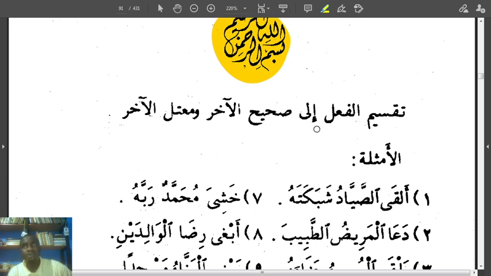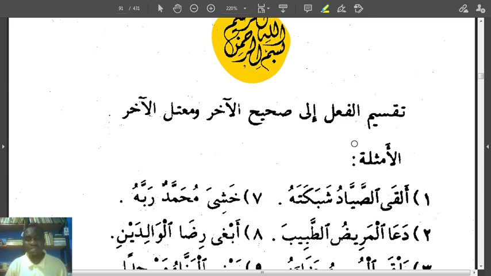We've already seen a topic like تقسيم الفعل باعتبار زمنه, where we discuss فعل ماضي, فعل مضارع, and then فعل أمر. We said we are classifying verbs in terms of their tense, the time they occur in. So فعل ماضي for the past, فعل مضارع for the present, and فعل الأمر will also take care of the future, as some say.